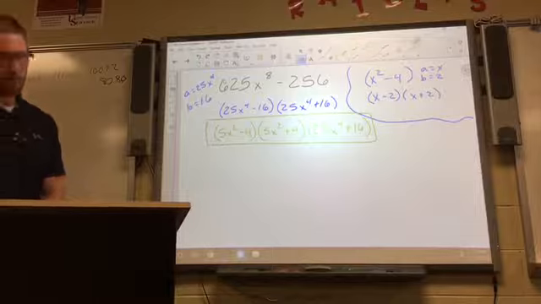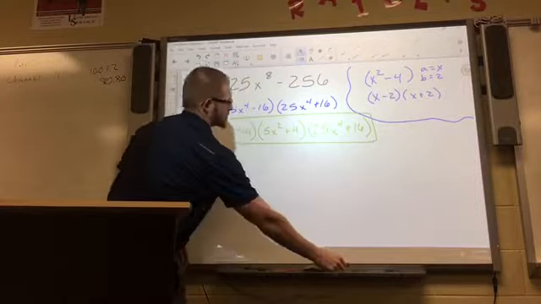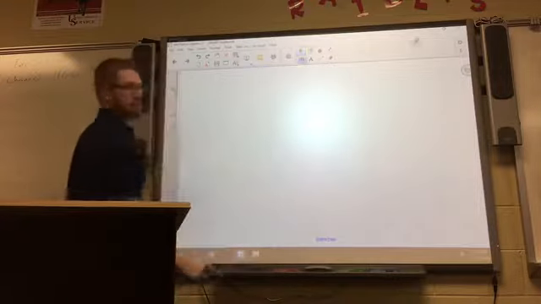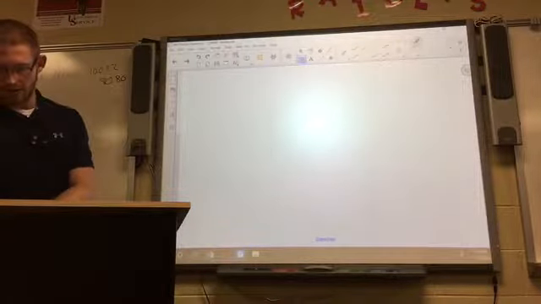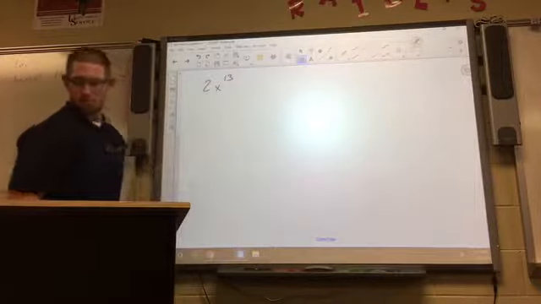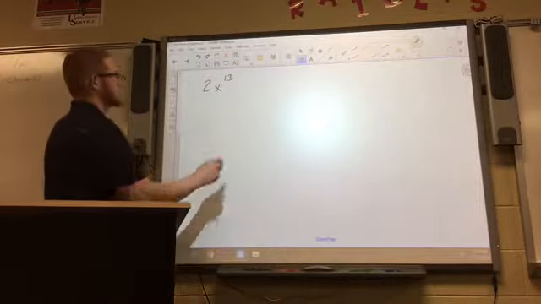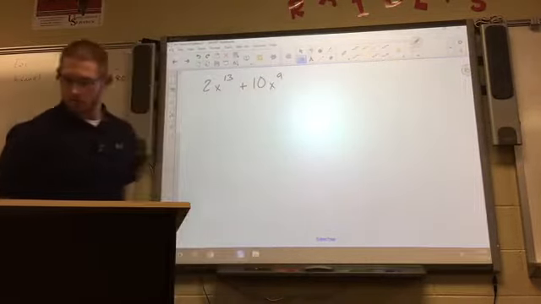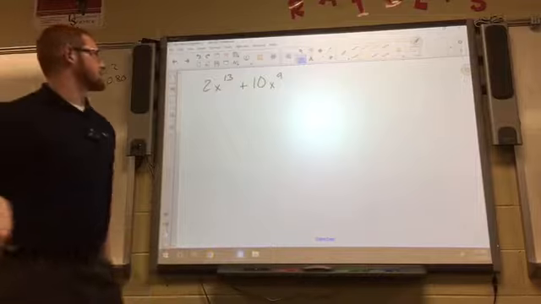Next one I have, again, these first two examples I'm just giving you much larger numbers. This next one is 2x to the 13th power plus 10x to the 9th plus 8x to the 5th.